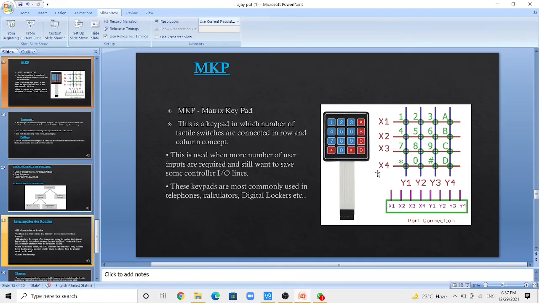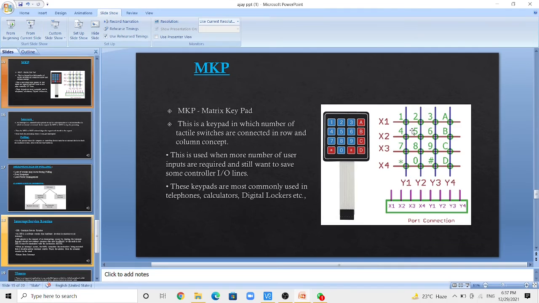Okay, here we can see the external diagram and this is the internal structure. Now here, 4 rows, 4 columns. This is a keypad in which a number of tactile switches are connected in a row and column concept.